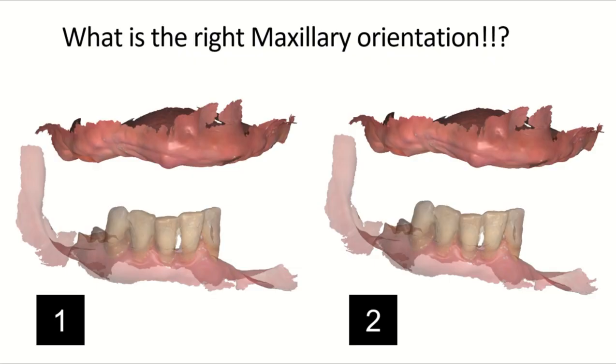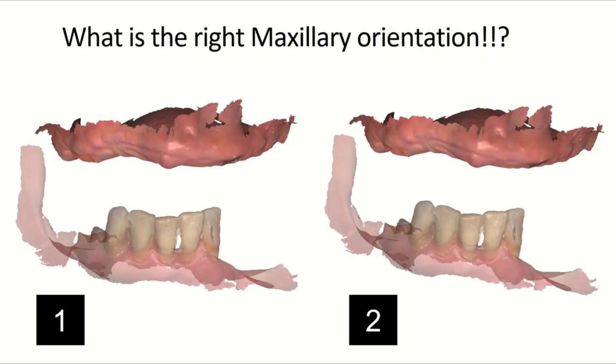Face bow relates the maxillary arch to the condyles so that we can get two important pieces of information. The first one: how the maxillary plane fits in the space. So if the patient has a cant or some kind of problem, we can manage it easily by relating the maxillary arch to the horizontal plane.